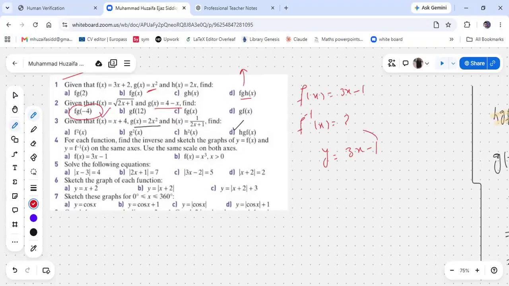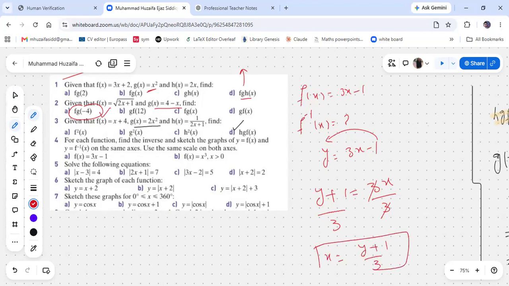So this is plus 1 equal to 3 of x, and you know we are dividing both sides by 3. Why? We want to reduce 3x to x. So x is equal to y plus 1 over 3. Okay, y plus 1 over 3.